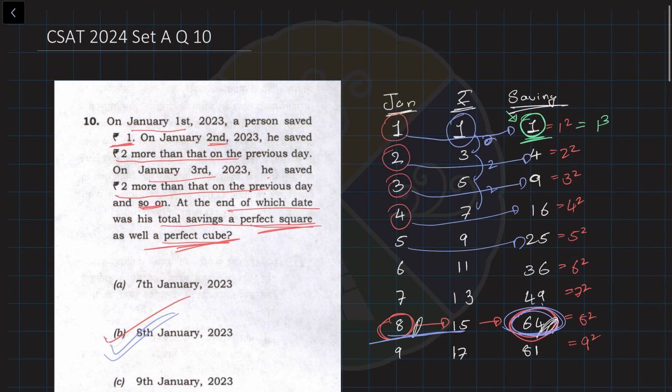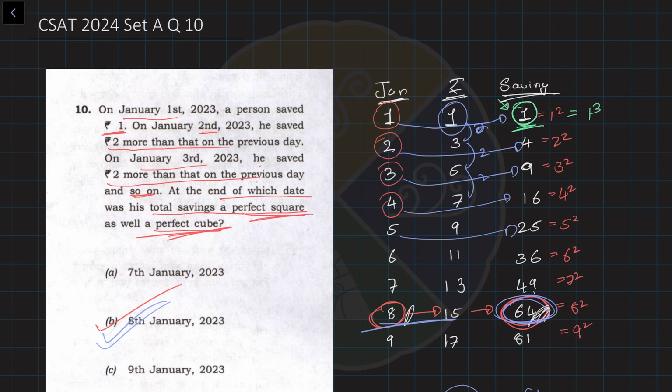Anyway, it's a combination of AP, perfect squares, and prime numbers. A lot of different topics are there, but it's a very beautiful problem.